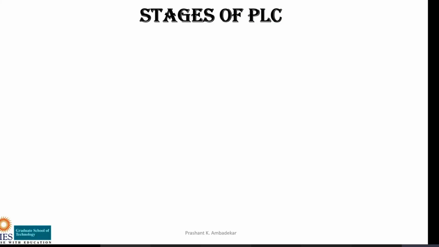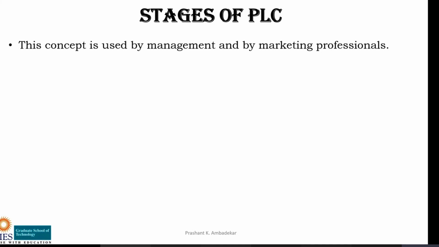So we had seen these stages of PLC last time. Okay, so there are basically 4 stages of PLC, and the 4 stages are, the first stage is the introduction stage, the second stage is the growth stage, then comes maturity, and finally it is the decline stage of the product. So we had seen these 4 stages, and we had also seen what are the features.